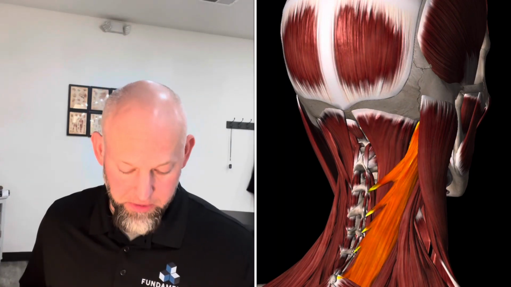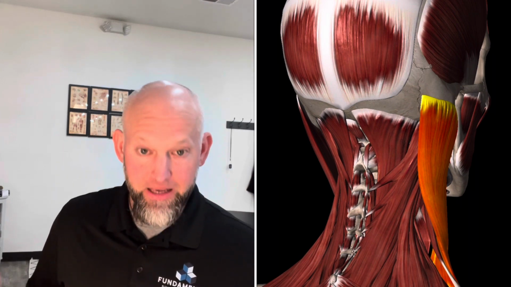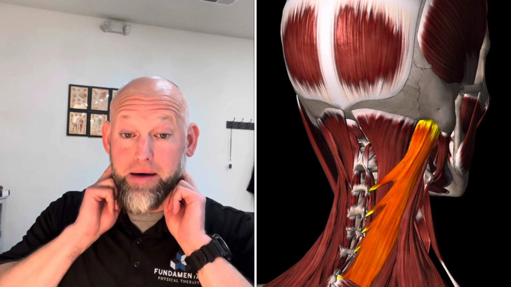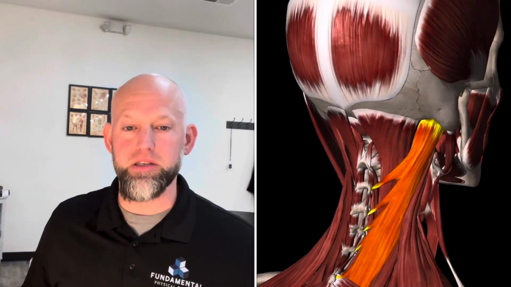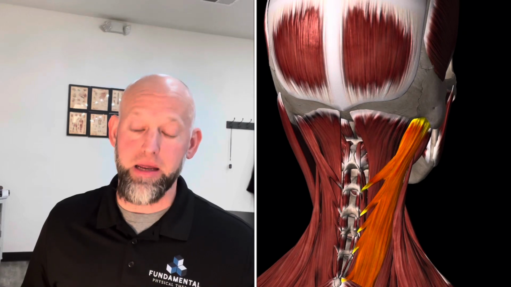The semispinalis is going to do extension and some lateral flexion of our head and our neck. So then we can look at the splenius as well. A little bit wider, kind of heads towards that mastoid process where the SCM attaches. This guy is going to give us some rotation, but still some extension and side bending as well. Not getting in too deep into these. I just want you guys to know what all is there.